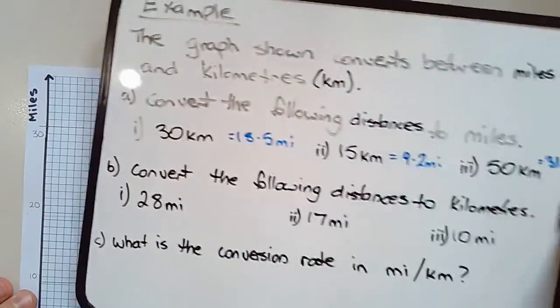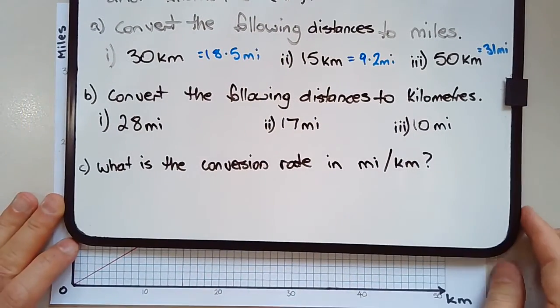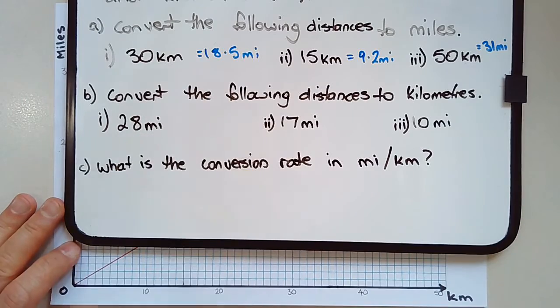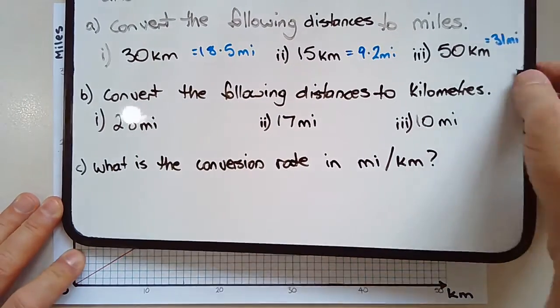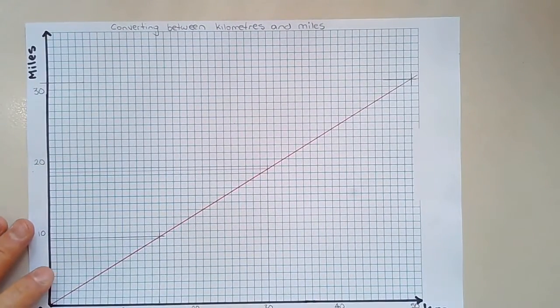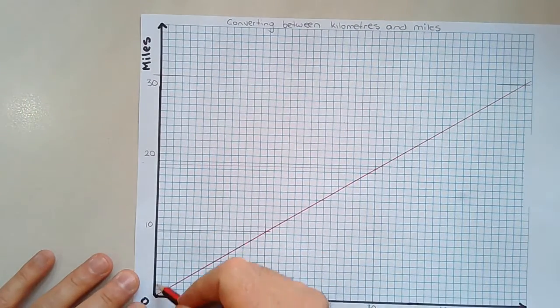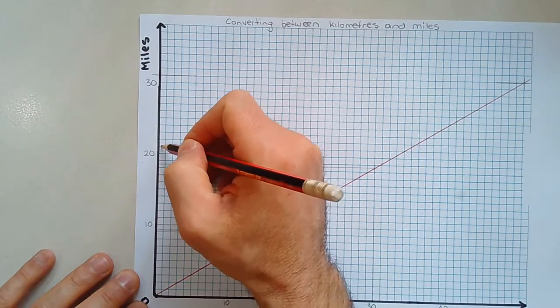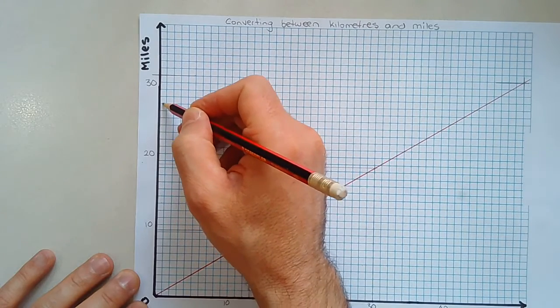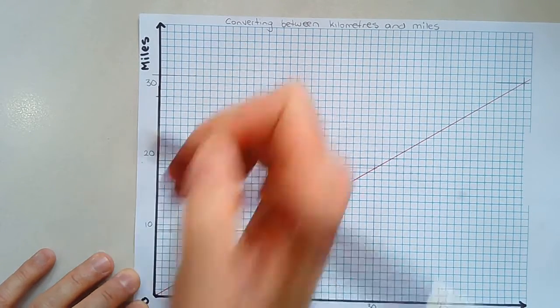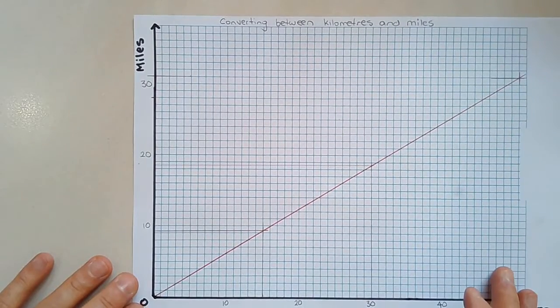All right, let's have a look at part B. It says convert the following distances to kilometers. So now we're going the other way, 28 miles. Let's locate 28 miles on the y-axis. 10, that's 20 there. 21, 22, 23, 24, 26, 27, there's 28. Or we can count back from 30, either way. There's our 28 mile mark.